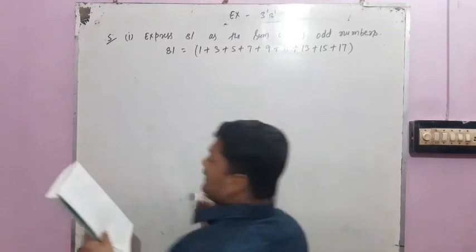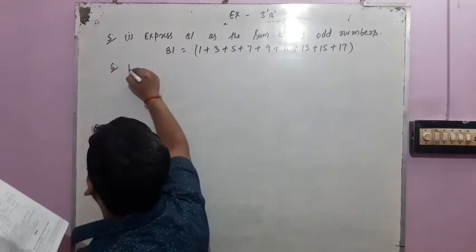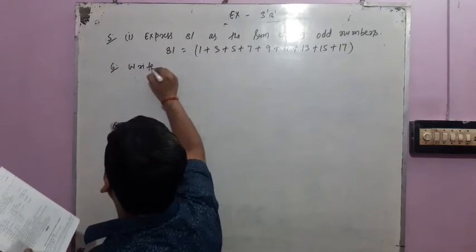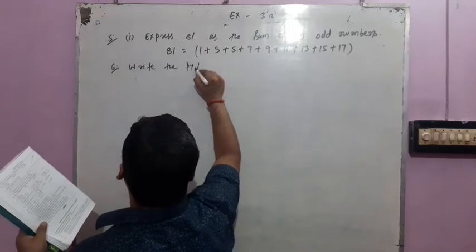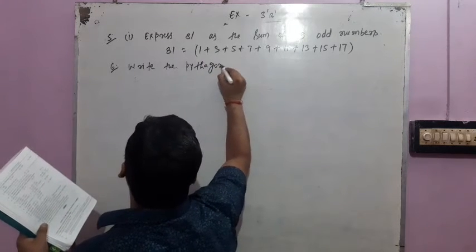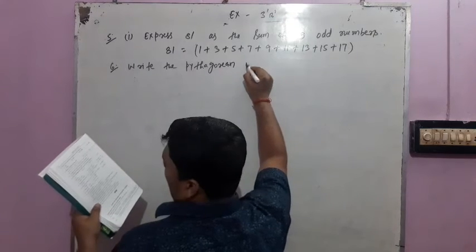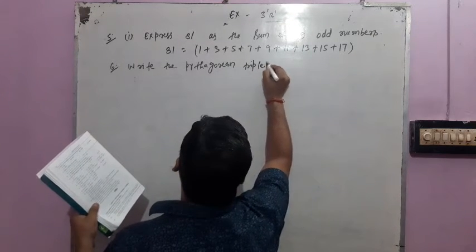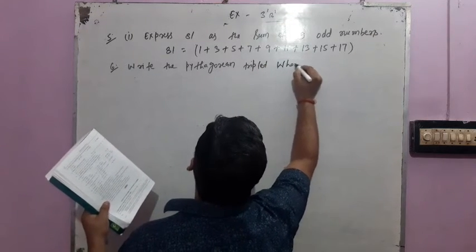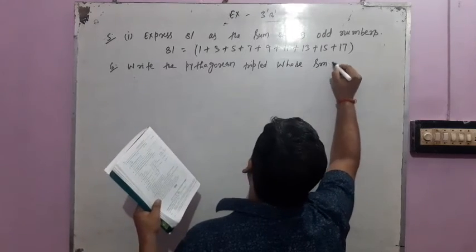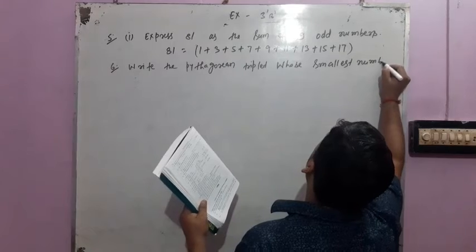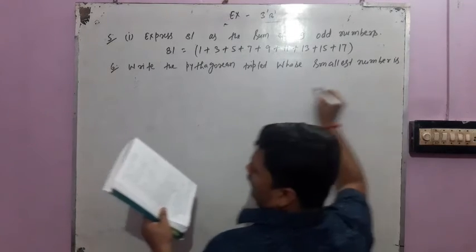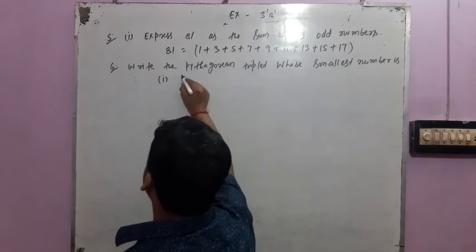Now in question number 6, write the Pythagorean triplet whose smallest number is 6. Look at the first one.